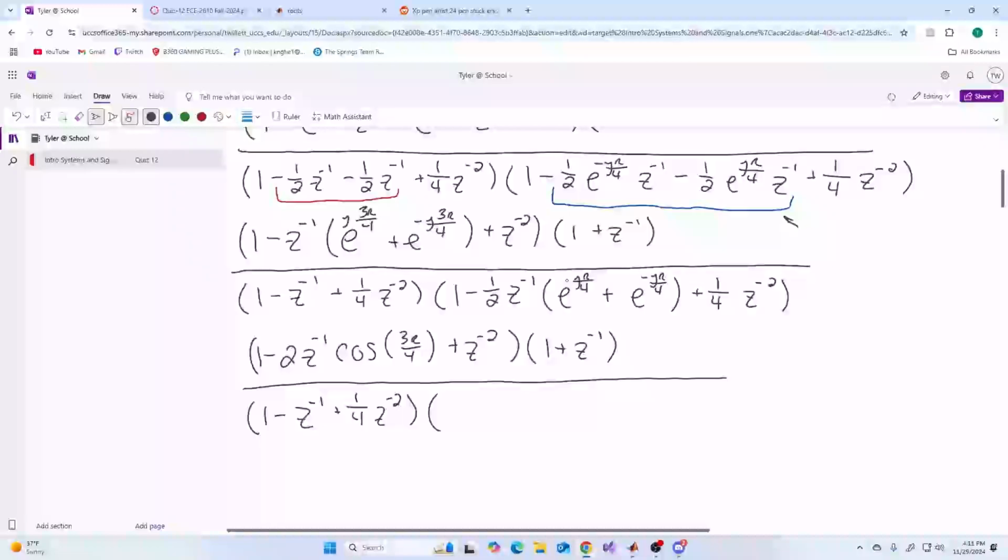Times 1 minus, now I'm going to do the same exact thing. I'm not going to walk through the steps. It's a little redundant. But I'm going to end up getting z to the negative 1 cosine of pi divided by 4 plus 1/4 z to the negative 2.